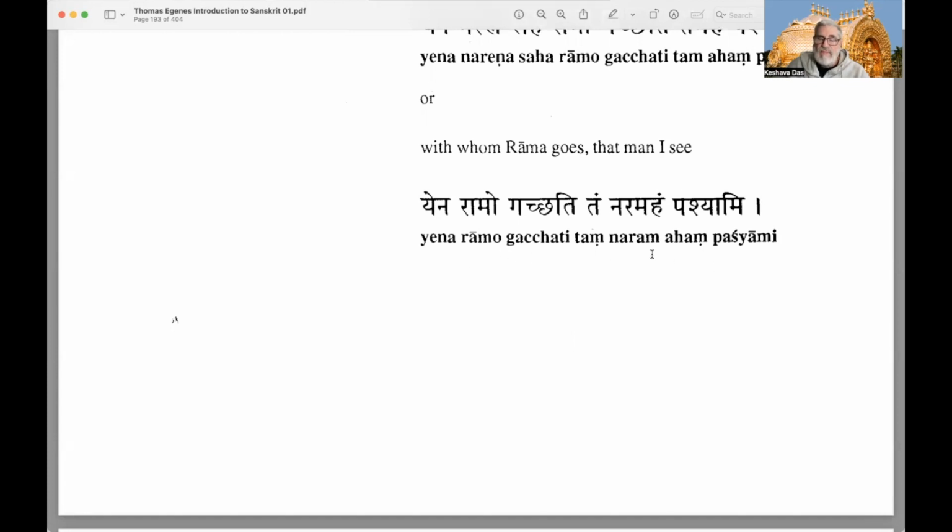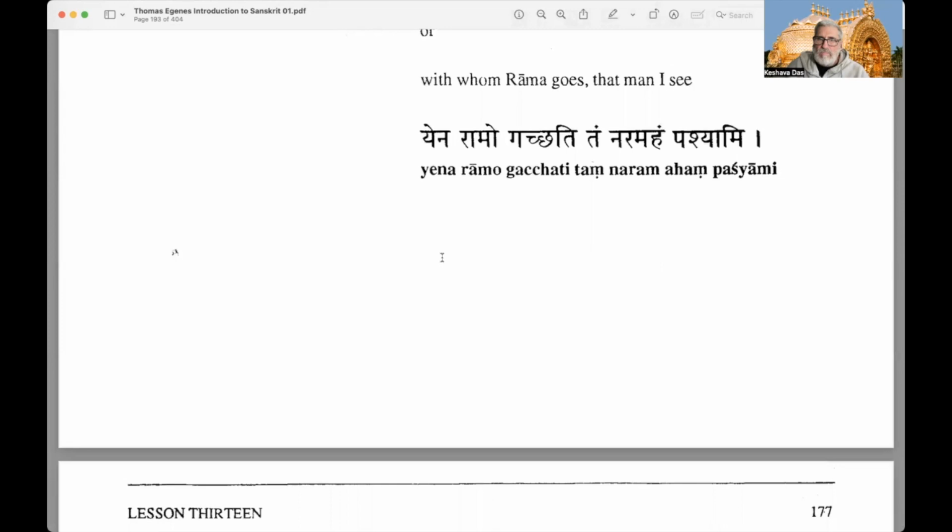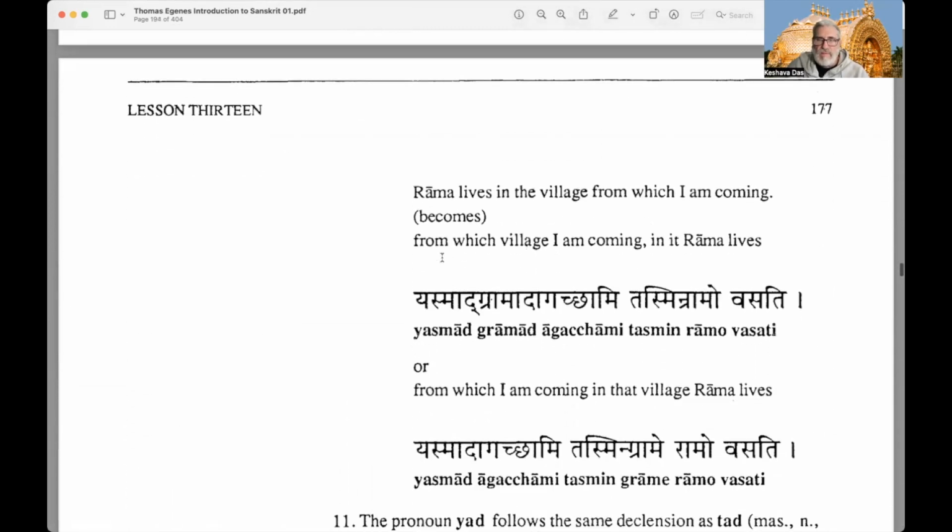So here we have Yena Ramo gachati tam naram aham pashyami. In the correlative clause, naram is the antecedent, the main subject, and it's in the accusative case: tam naram aham pashyami, I see that man. What do I see? I see that man. And yena, ramo gachati. Okay, all right, we'll just take his word for it.